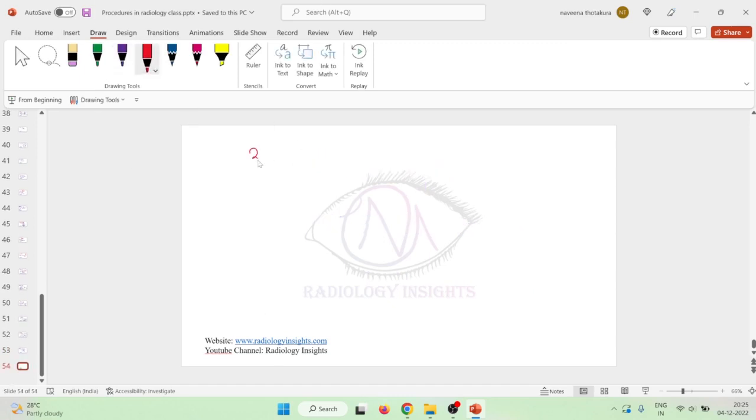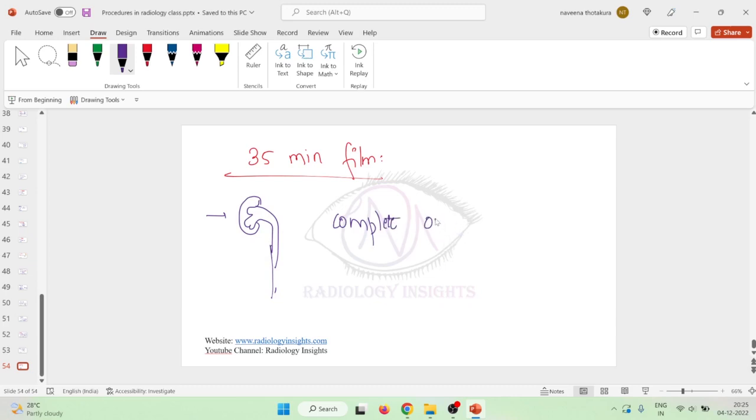Followed by this, we have the next film, that is the 35 minutes film. In the 35 minutes film, we can see the complete overview of the kidneys, ureters and bladder, that is the complete overview of the urinary tract, from the kidney to the ureters and the bladder. At the 35 minutes film especially, the bladder distension can be assessed.